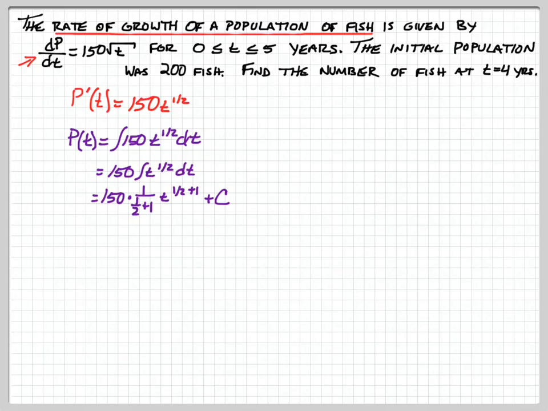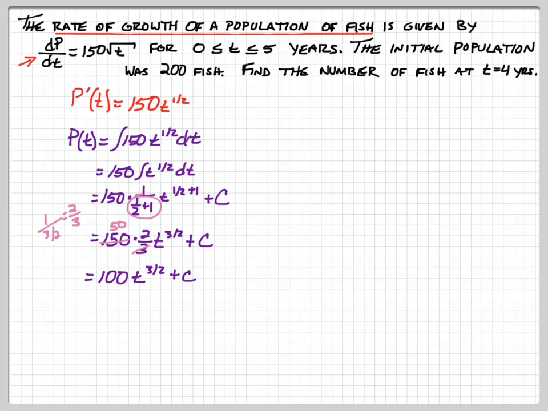plus c. Alright, so we're simplifying 150 times, let's take a look at this denominator. 1/2 plus 1, well that's 1/2 plus 2 over 2, that's going to be 3 halves, and when we're dividing by a fraction within a fraction, we multiply by the reciprocal, 2/3. So 150 times 2/3 t to the 3/2, plus c. We can simplify this 150 and 3, so we get 50 and 1 in the denominator, and we end up with a parent function of 100t to the 3/2 plus c. Again, this is the parent function.